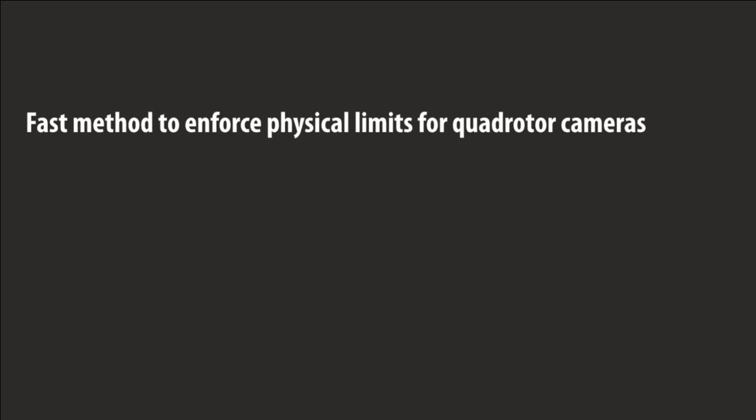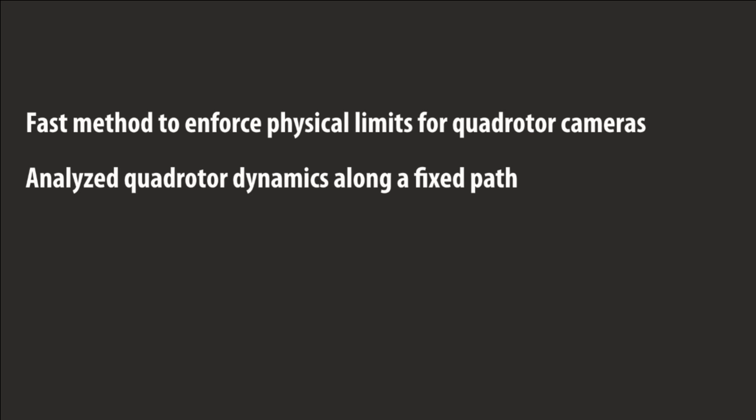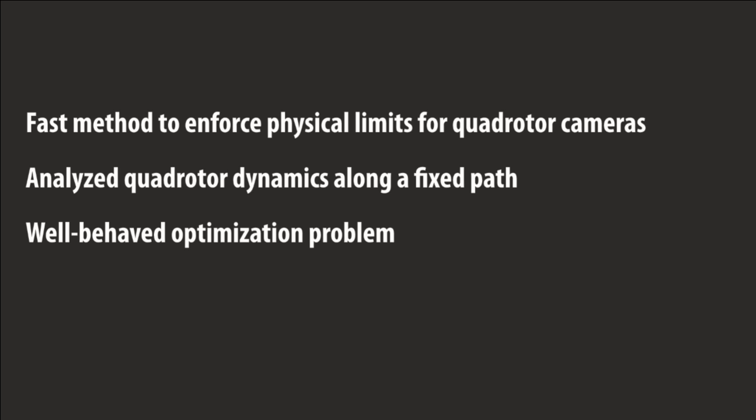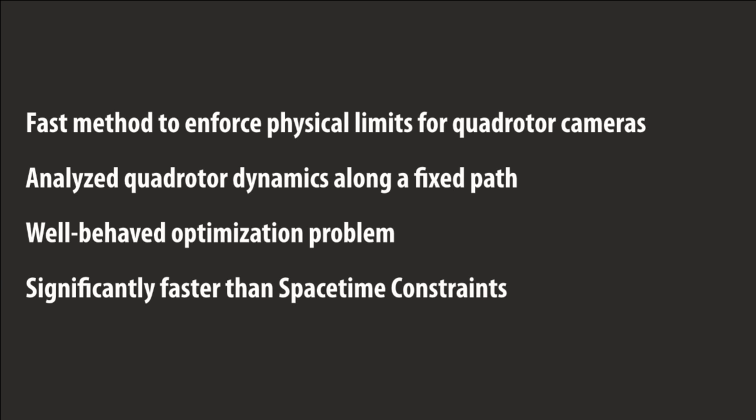So, to summarize, we introduced a fast method for enforcing physical limits when designing trajectories for quadrotor cameras. We began by analyzing the quadrotor dynamics along a fixed path, and this led to a well-behaved optimization problem that could be solved at interactive rates. And finally, we found that our method was significantly faster than space-time constraints.